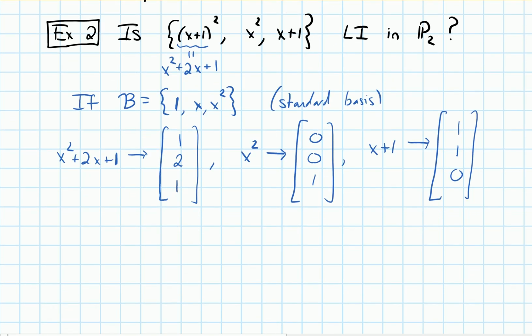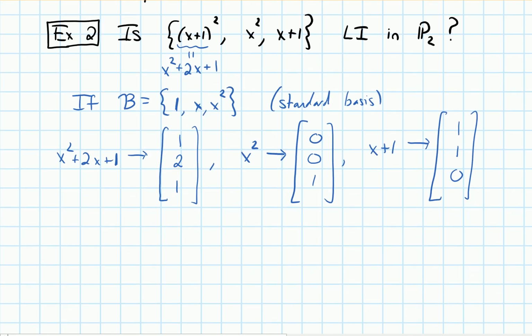Now I'll test to see if these three coordinate vectors are linearly independent. And we know how to do that. We put them in a matrix. First I'll write 1, 2, 1 as a column, and then 0, 0, 1 as a column, and then 1, 1, 0 as a column. And we would check to see if there's a pivot in every single column. That's how we check to see if vectors in Rn are linearly independent.